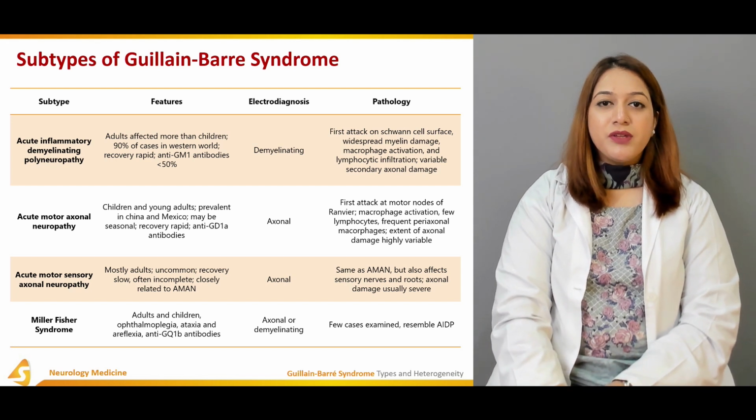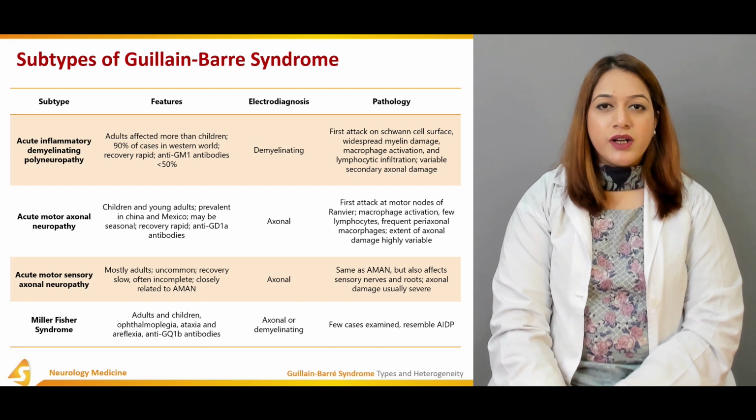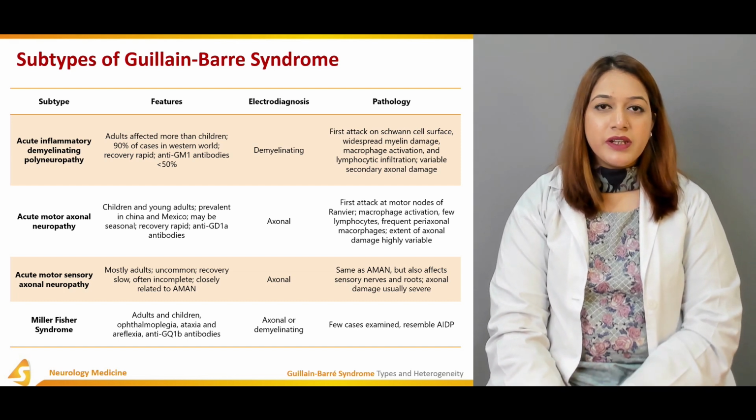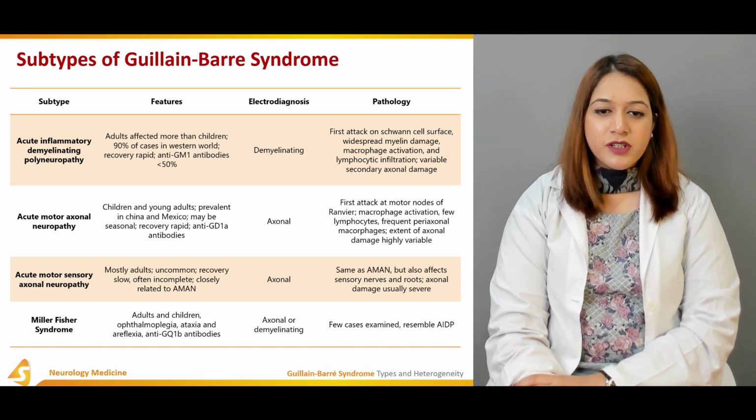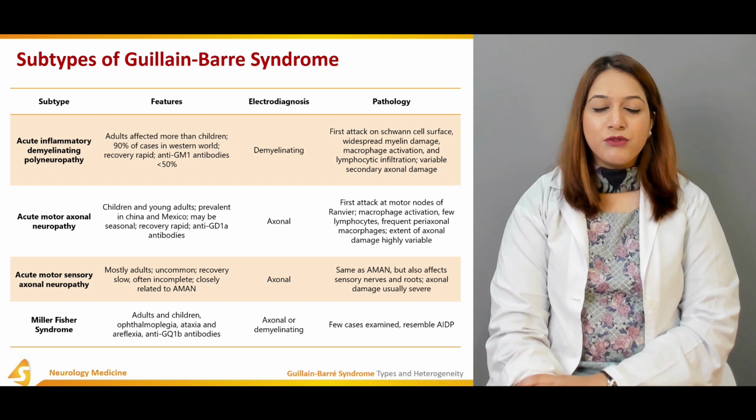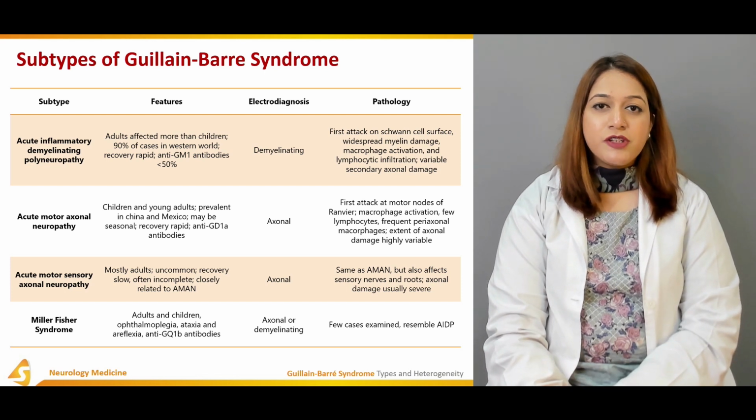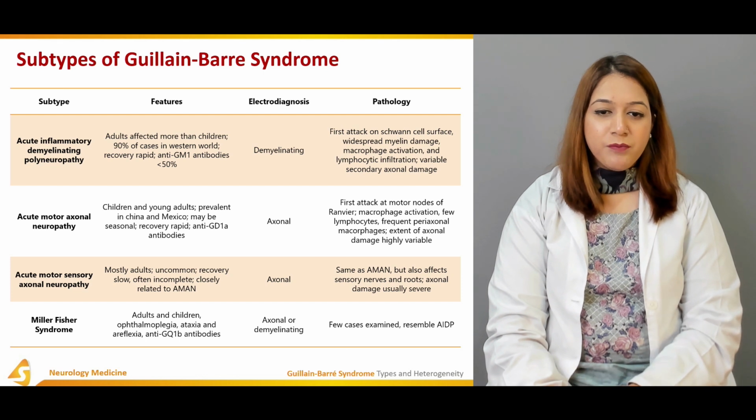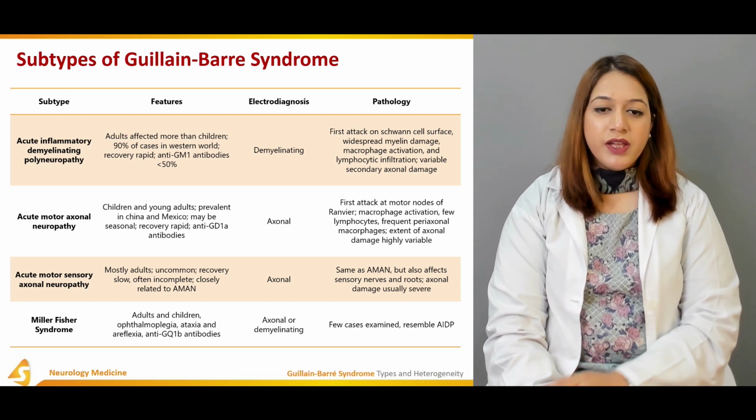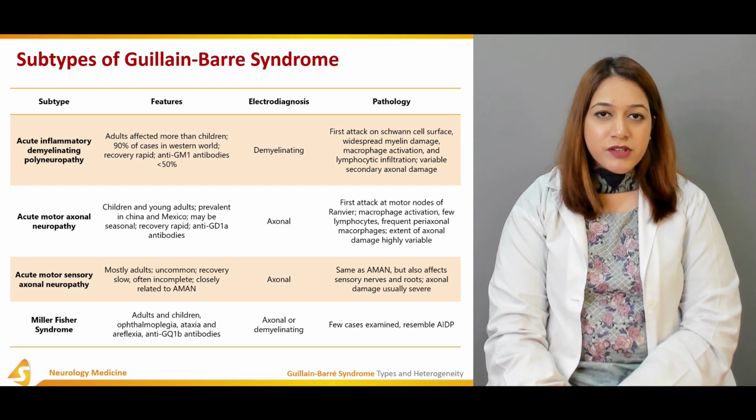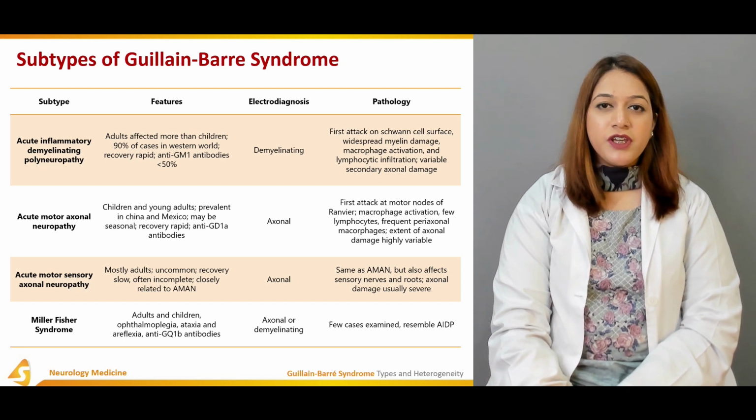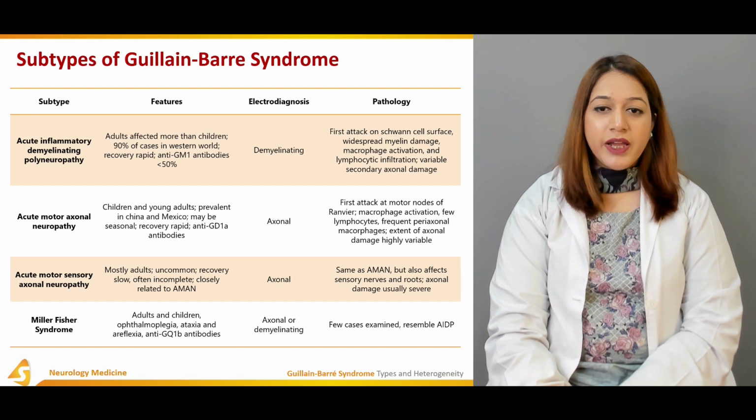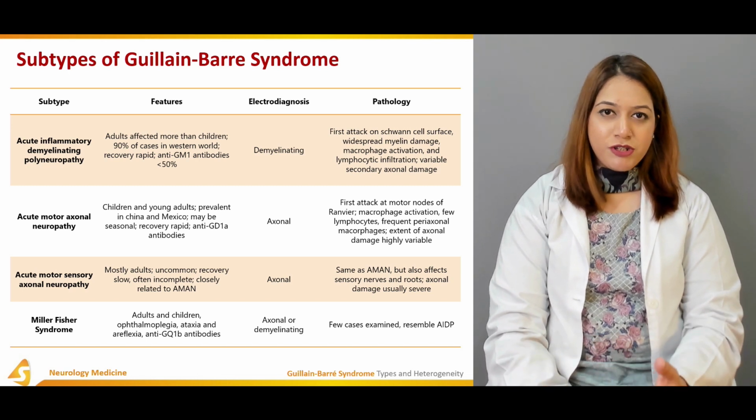The fourth type is Miller-Fisher syndrome. It affects adults and children, but its clinical symptoms are different as compared to the other three types. The patient will present with ophthalmoplegia, ataxia, and areflexia. And the characteristic point is that we will find anti-GQ1B antibodies. It may be axonal or demyelinating in nature, and it resembles AIDP pathologically.